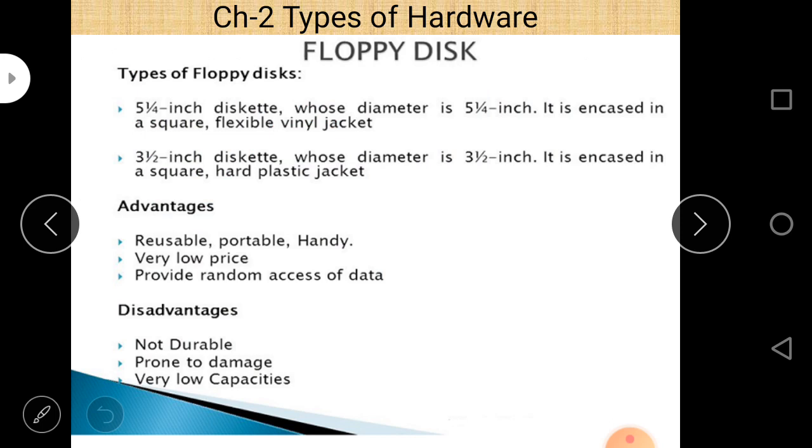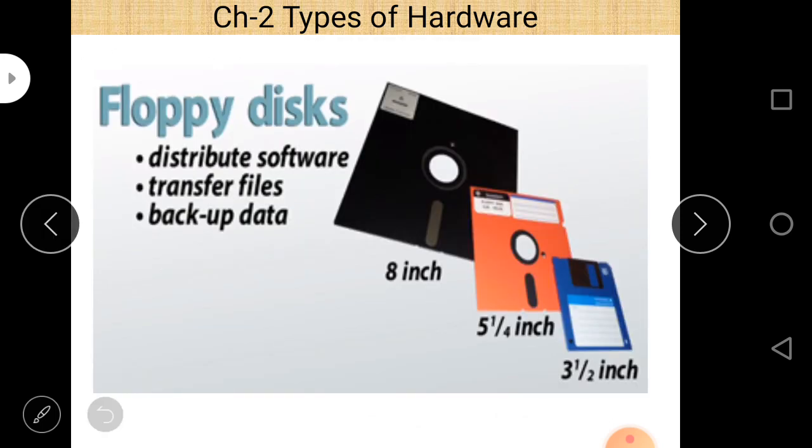As far as advantages are concerned, they are used because they are reusable, portable, and handy, very low price, and provide random access of data. As for disadvantages: not durable, prone to damage, and very low capacity. So they are used basically for secondary storage.